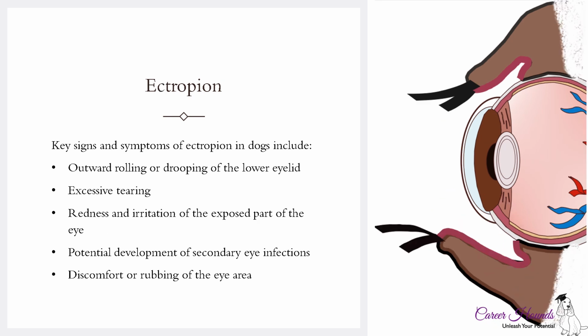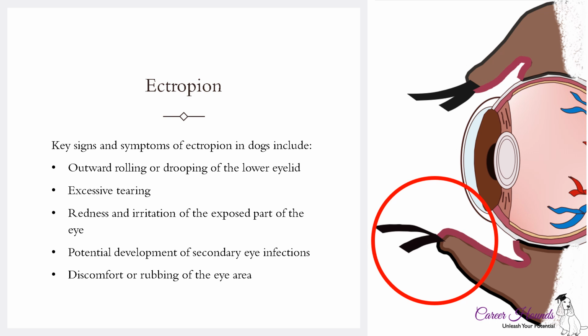Ectropion is another eyelid condition in dogs, but in contrast to entropion, where the eyelid rolls inward, ectropion involves the eyelid rolling outwards or sagging away from the eye. This condition leads to exposure of the inner surface of the eyelid, causing potential irritation, dryness, and susceptibility to infections. Key features and signs of ectropion in dogs include outward rolling or drooping of the lower eyelid, excessive tearing, redness and irritation of the exposed part of the eye, potential development of secondary eye infections, and discomfort or rubbing of the eye area.